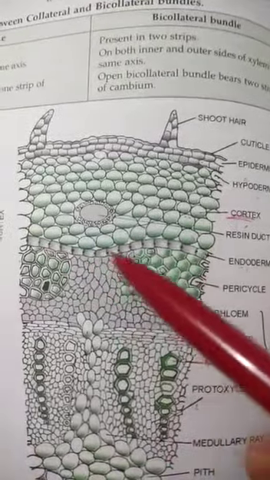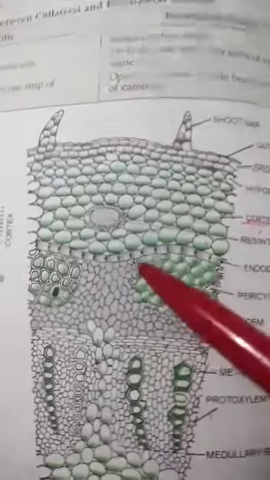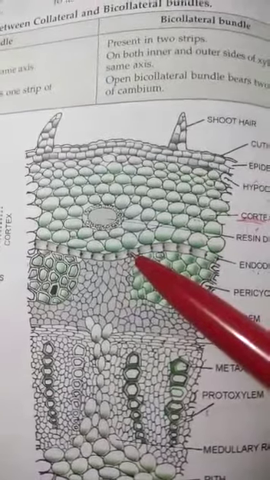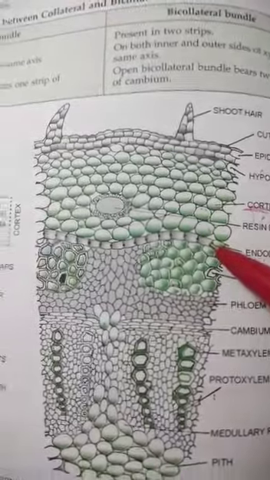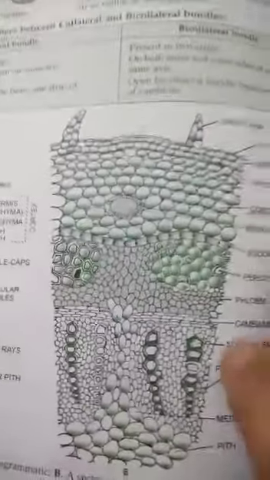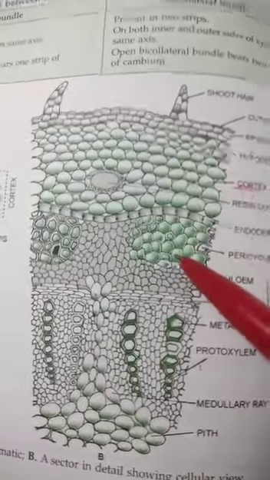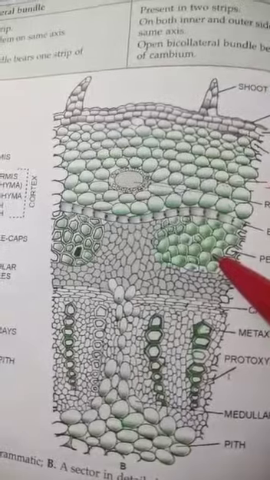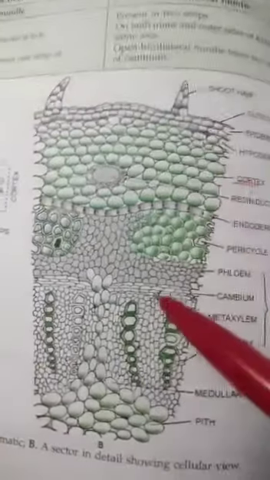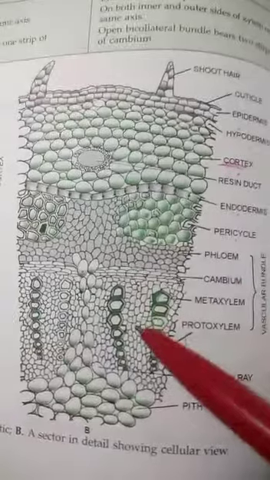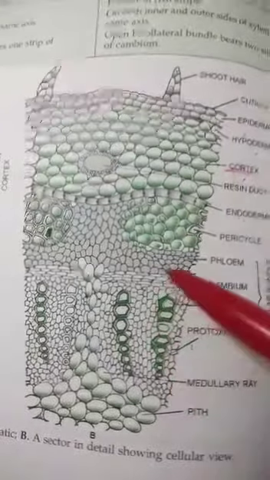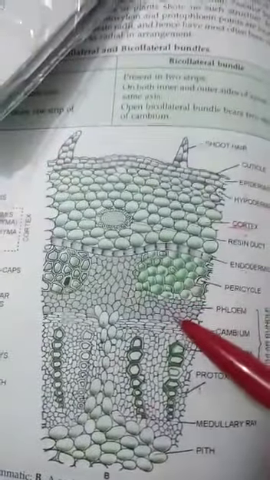Endodermis, you can see, is rich in starch grains and is also called starch sheath. It is the innermost layer of the cortex. Then comes the pericycle. This pericycle is sclerenchymatous and is present in the form of patches over the vascular bundle. Then comes the vascular bundle, comprising the phloem and xylem. This is phloem, which is present below the pericycle.